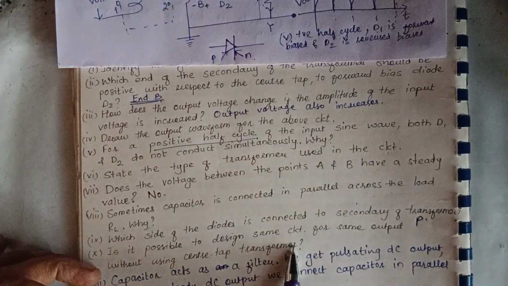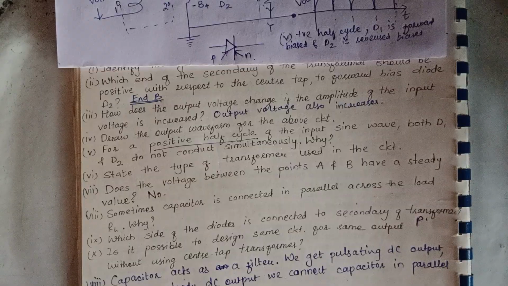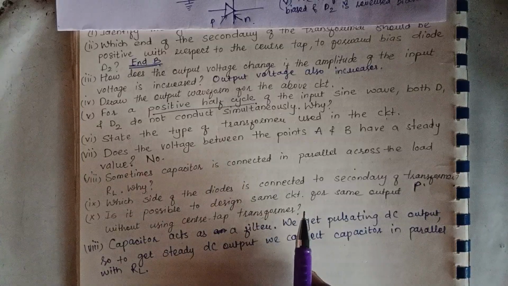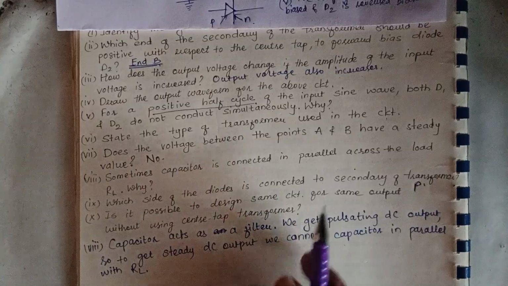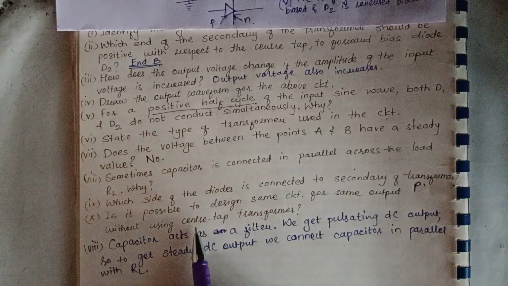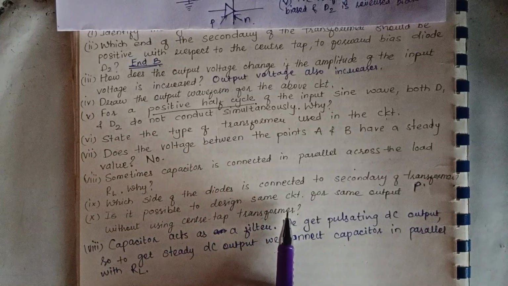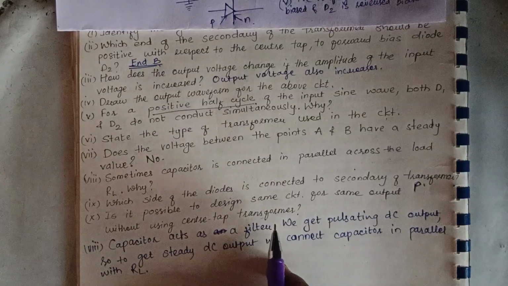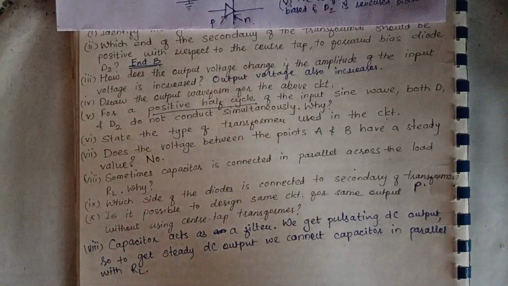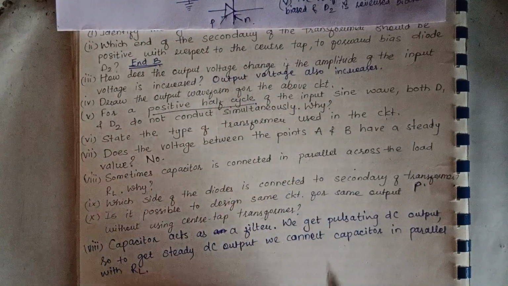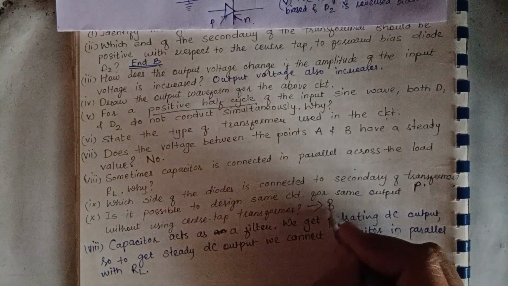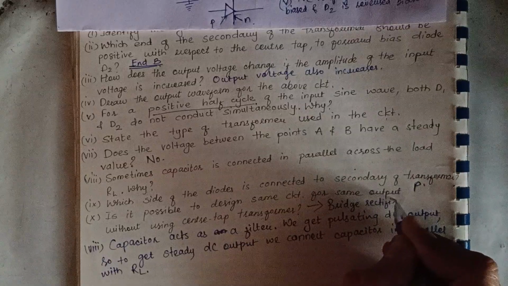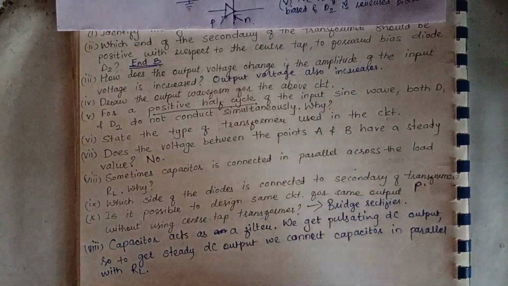Is it possible to design the same circuit for the same output without using a center tap transformer? There is one more way, that is we use a bridge rectifier. In that they use four diodes. The same circuit is there, but they use four diodes. That is called a bridge rectifier.